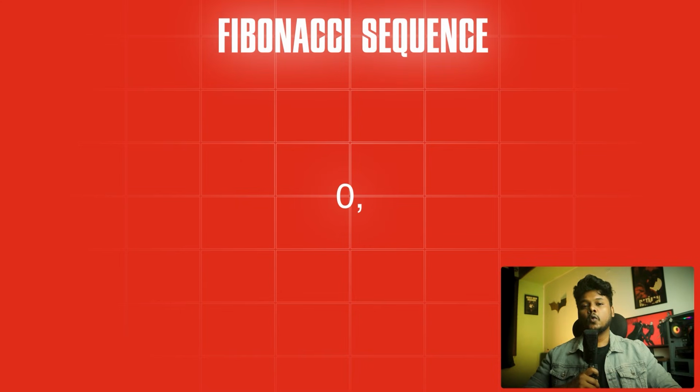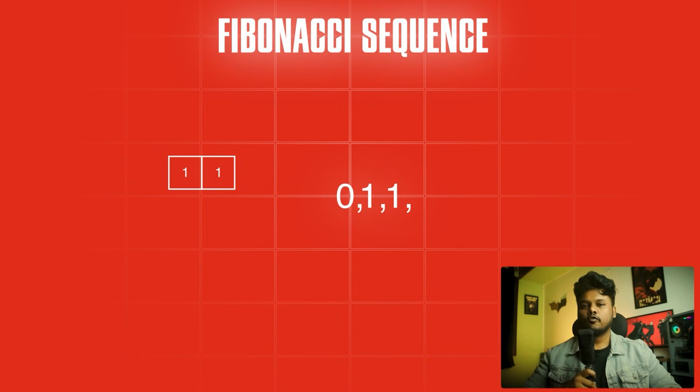Let's start with 0 and we start counting from here. We have one square and there is one more. From here, we have to keep adding the last two numbers and move forward. So we have these two. By adding them, it becomes 2. We're gonna add the last two digits.